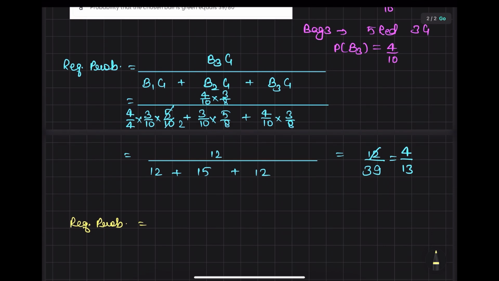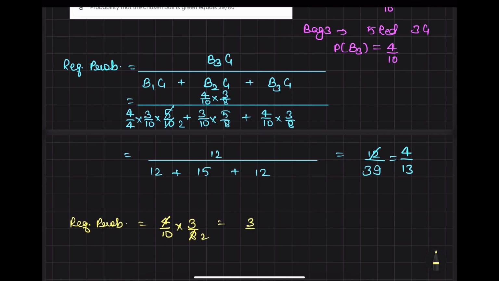Okay, so from bag B3 you have to select a green ball. So what is the probability of selecting bag B3? It is 4 by 10. Now select a green ball, so it is 3 by 8. So 4 by 10 times 3 by 8.